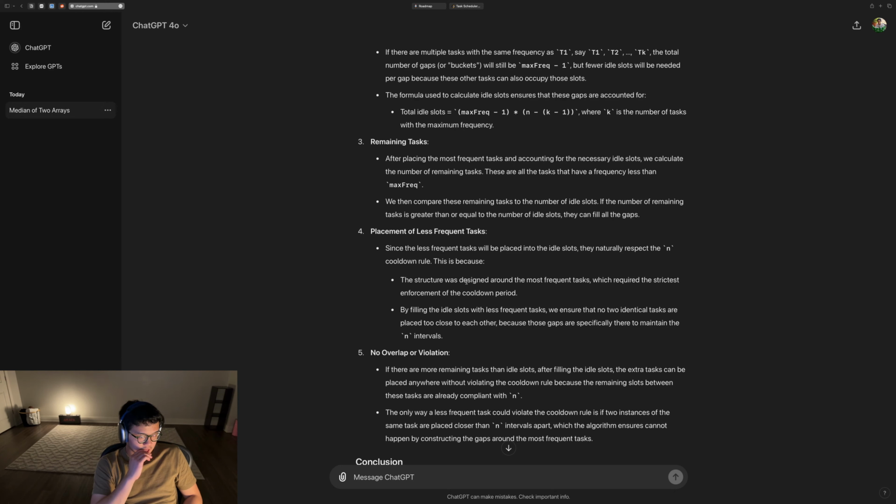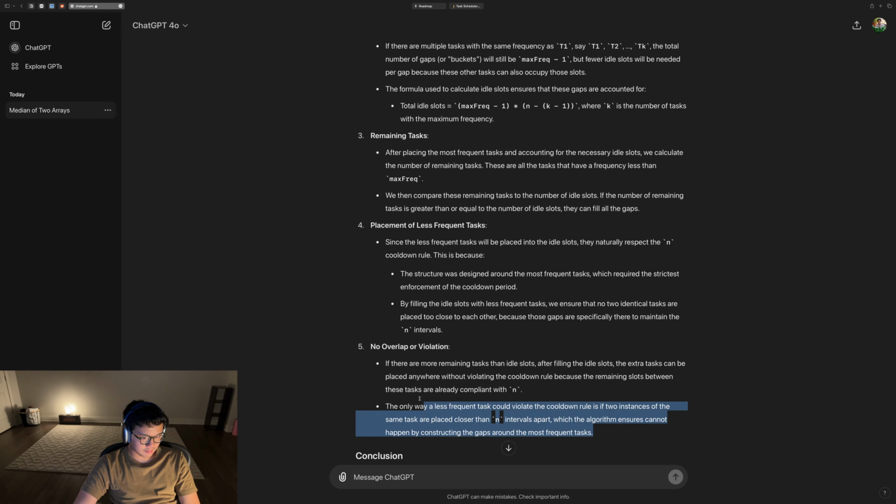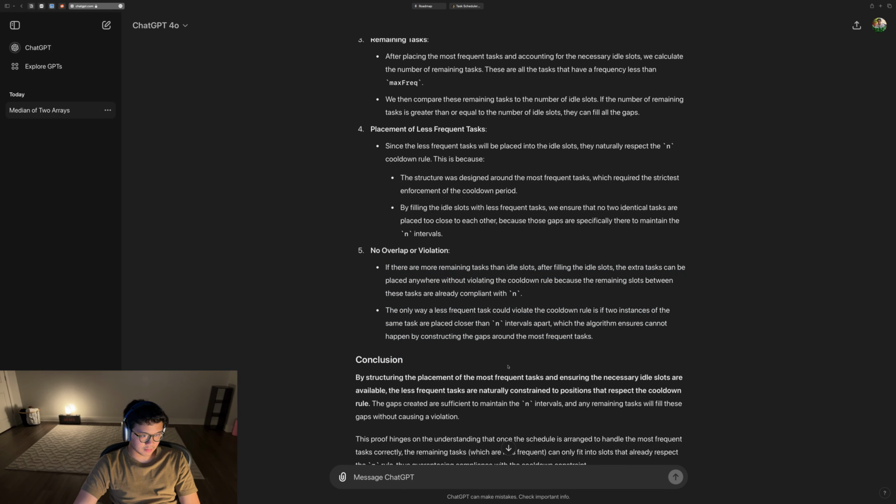That's crazy. Oh my gosh. This is the key. I don't even know how to explain how it works.